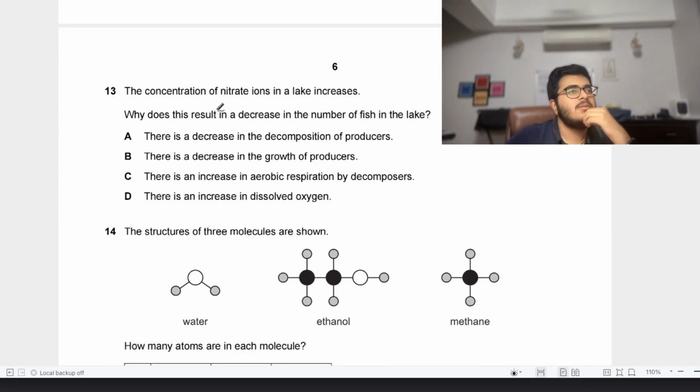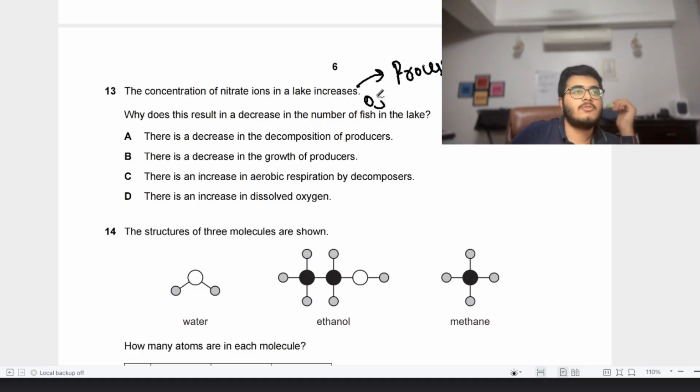Question number 13, the concentration of nitrate ions in the lake increases. If you have studied the combined science syllabus properly, whenever I just read this line, the first thing that should come to my mind is the process of eutrophication, right? The process of eutrophication.